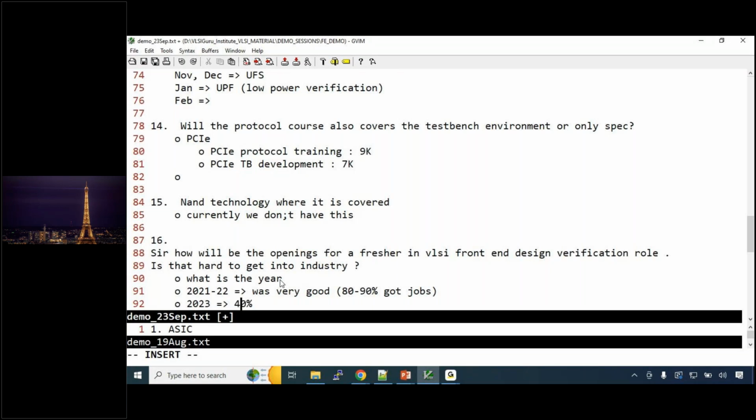Now, what is that 40%? A person who is good with the subject, who has learned the subject, definitely gets a job. Earlier, even if you were not good, companies used to still hire because they had a requirement. It could be better based on the requirement, but things are not very great. Previous years, things were not like that.